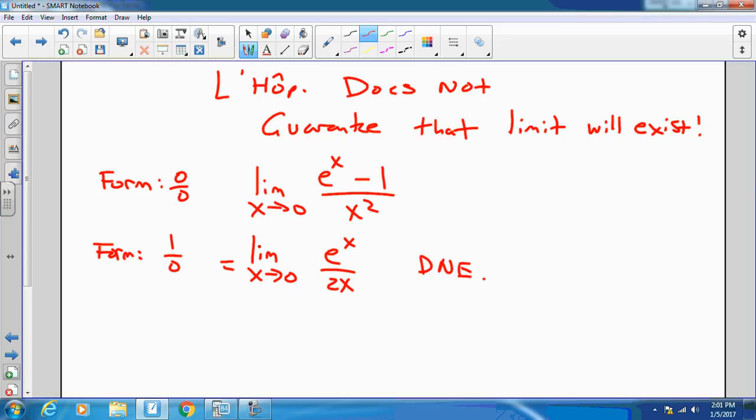So L'Hopital's rule, the fact that I get an indeterminate form does not mean that when I resolve that indeterminate form, I will necessarily get a value. It may be the case that my limit does not exist. Does that make sense to everybody? Okay. Questions?